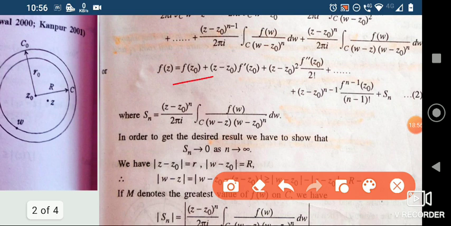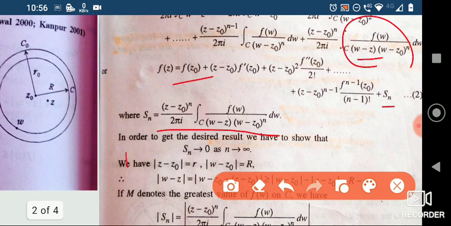And the last term is taken as Sn. Then what is Sn? When you multiply the last term, we had one extra term, that is w minus z, which was not the same, so we cannot use Cauchy's integral formula for this. So we have taken that as Sn. What is that Sn? Sn is (z minus z naught) power n divided by 2 pi i, integration along the curve C, f of w divided by (w minus z) into (w minus z naught) power n, dw.